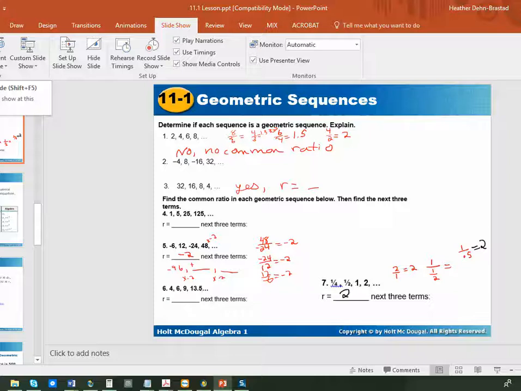And then our next 3 terms, we're not even going to have to deal with fractions because you're just going to keep multiplying by 2. 2 times 2 is 4, times 2 is 8, and so on. There won't be any more fractions. Okay, moving on.